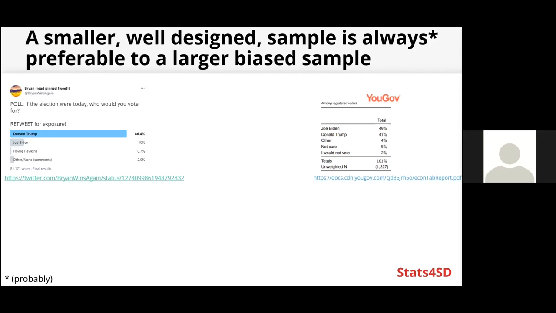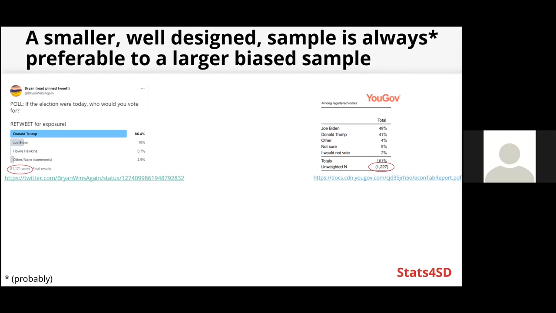On pretty much exactly the same day, the sort of polling organization did a survey, worded differently, which can affect the results, but it was more or less identical in terms of the framing of the question of, if the election was today, who would you vote for? And instead of 86% of people saying they would vote for Donald Trump, only 41% of people said they would vote for Donald Trump, and 49% of people said they would vote for Joe Biden, whereas only 10% of people on this Twitter poll said they would vote for Joe Biden.